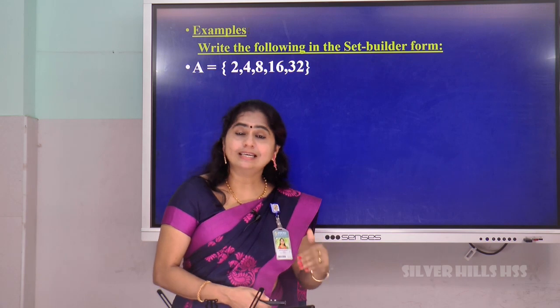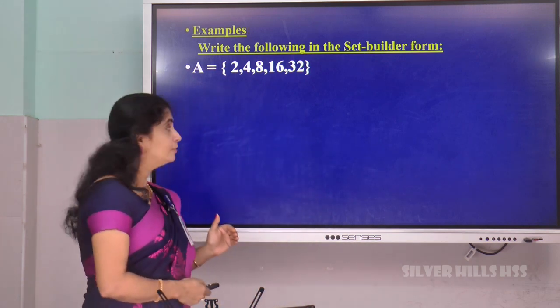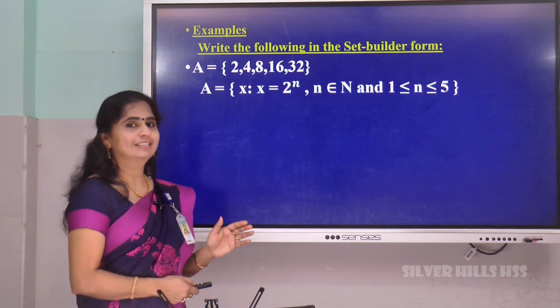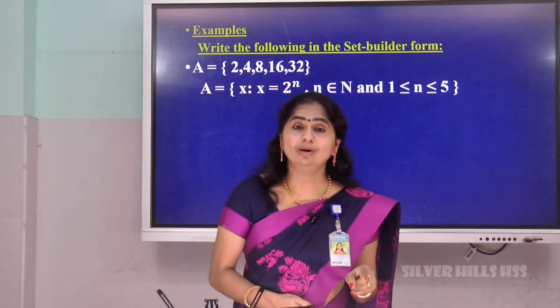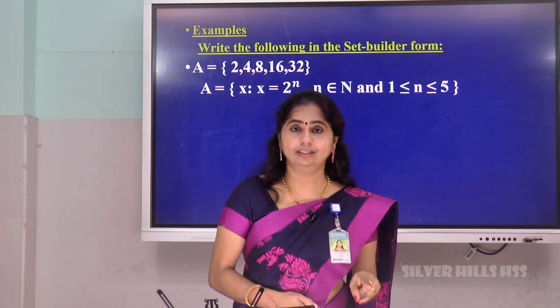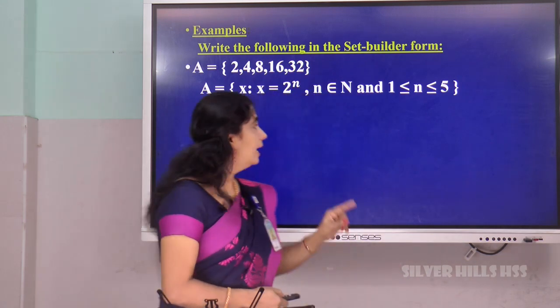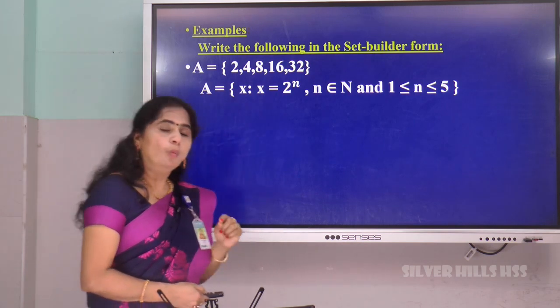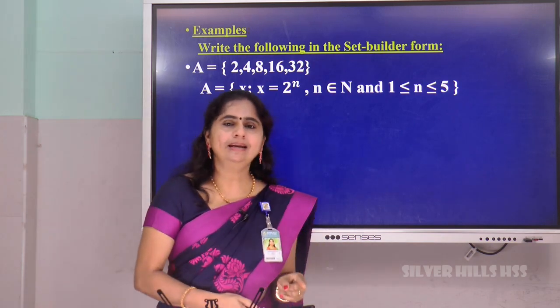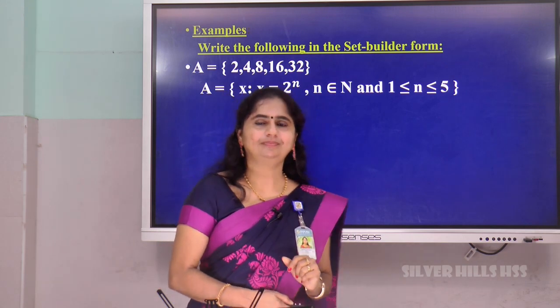So how can we write in the set builder form? Set of all x such that x is equal to 2 raised to n, where n belongs to capital N, that is the set of natural numbers, and n lies between 1 and 5, which we write as 1 less than or equal to n less than or equal to 5.